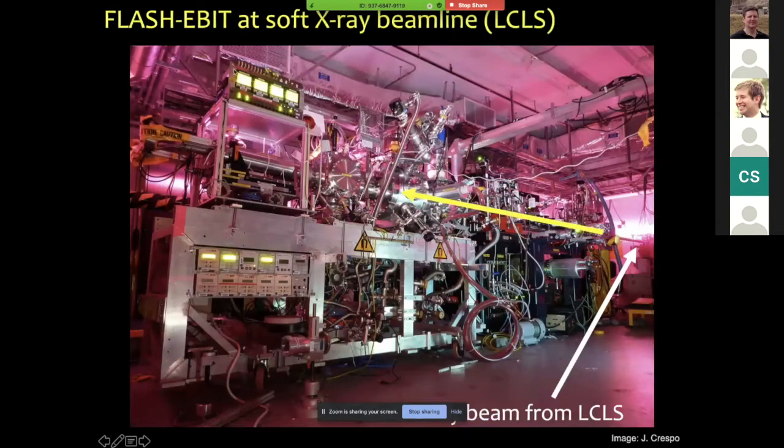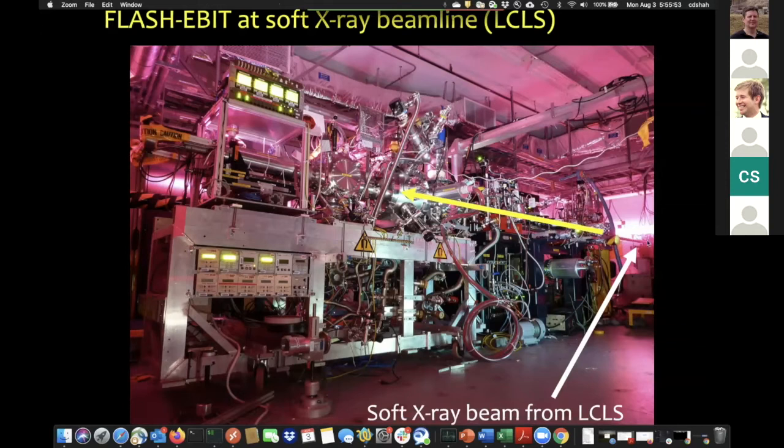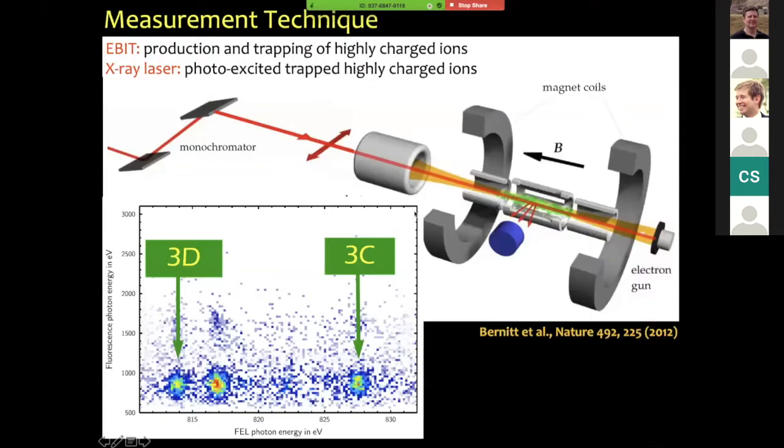This is our FlashEBIT from Heidelberg at LCLS in Stanford. The soft X-ray beam comes from the right here, enters our EBIT from the collector side, and photo excites the ion in the center of the trap. The measurement technique is the same as I mentioned before: we produce and store the ions in our trap, iron 16 plus and 15 plus, and then we can simply photo excite lines 3C and 3D by selecting a different energy on the monochromator.